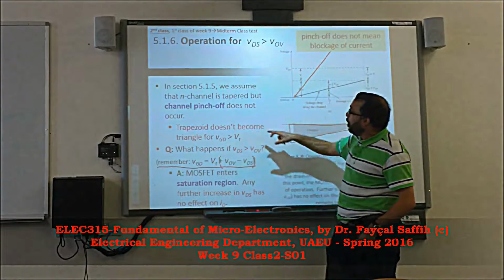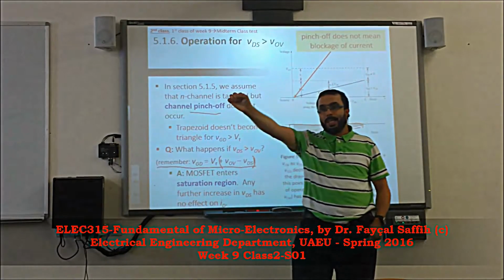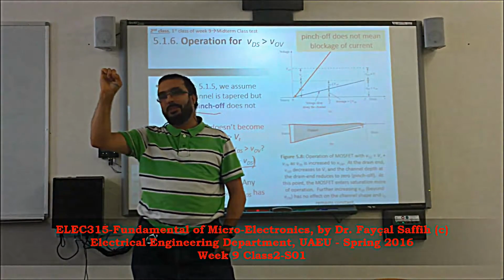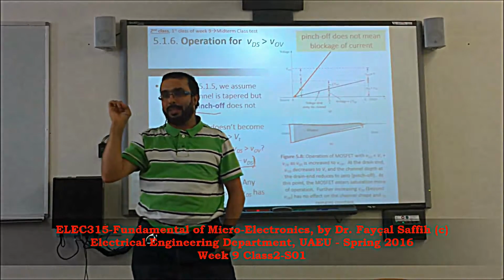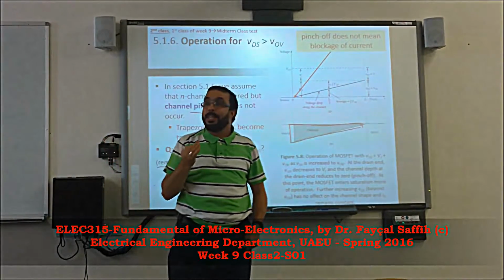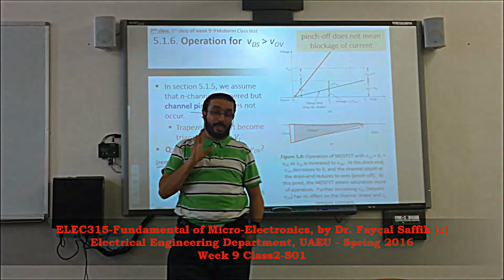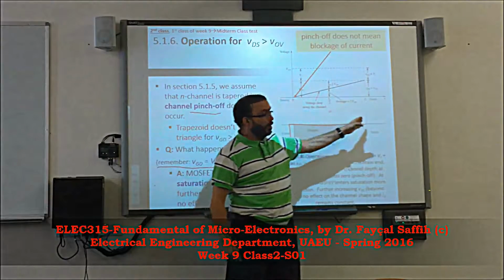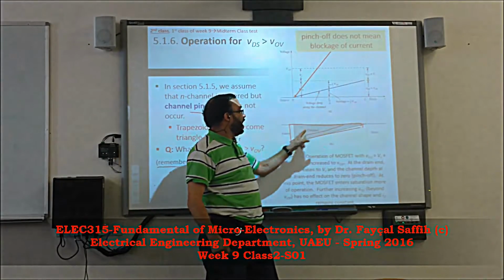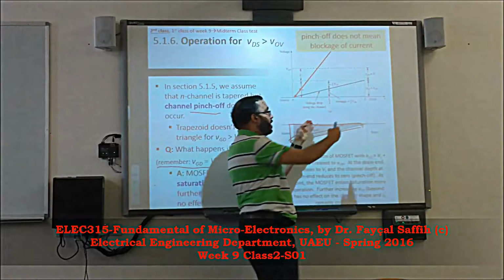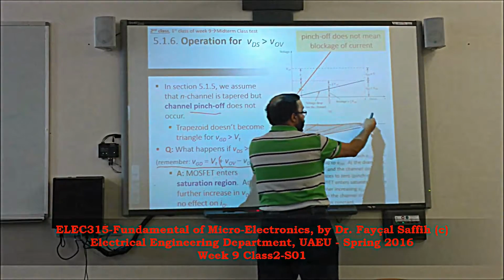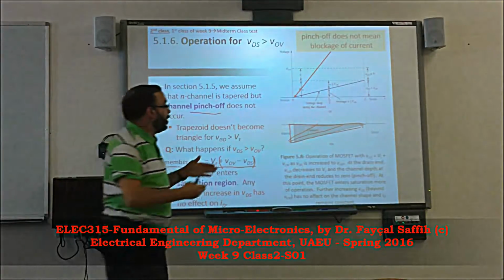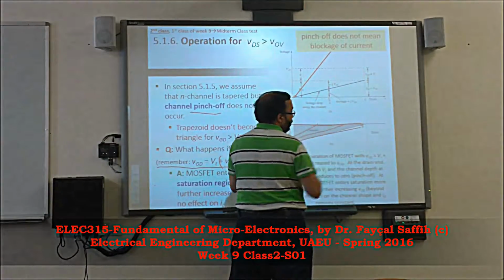That's what we call the pinch off. Pinch off is like you take a hose and then you squeeze it, squish it, until no water will go through. So it's similar to that. However, there is a current in this case, but there is no channel. So the channel will stop from being trapezoidal and start to become triangular. The channel will shrink in length based on VDS, the drain voltage. If you increase it further, the channel will go shorter and shorter.